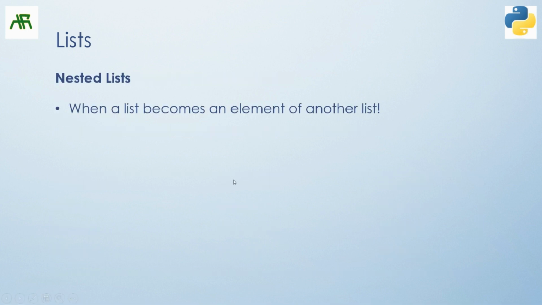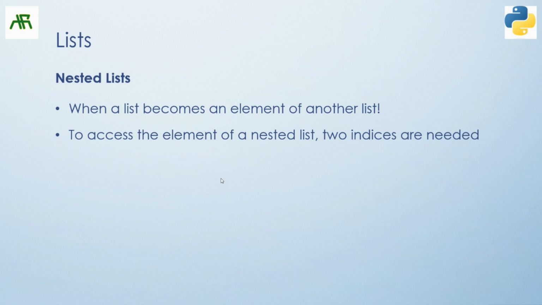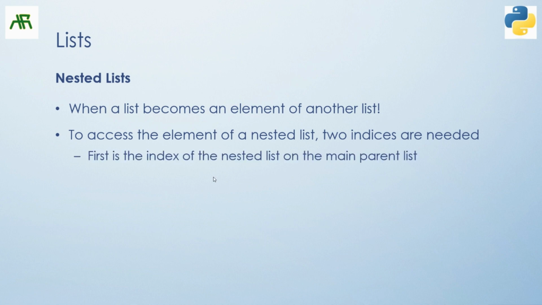Nested list. When a list becomes an element of another list, it's called a nested list. Remember when we saw the properties of a list earlier, a list can also be part of a list's elements. So that particular list will be called a nested list. To access the element of a nested list, 2 indices are needed. I have to have one index for accessing the list itself as an element in the parent list, and then the element of the child list.